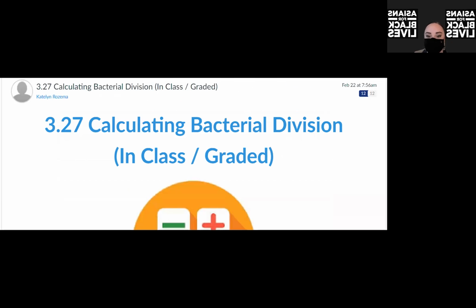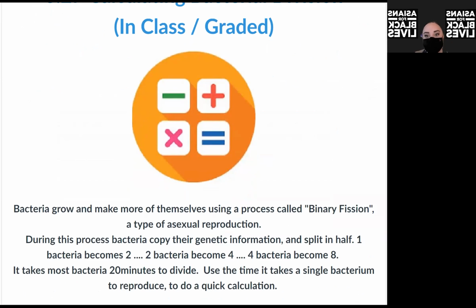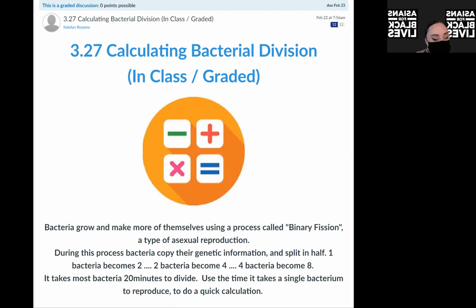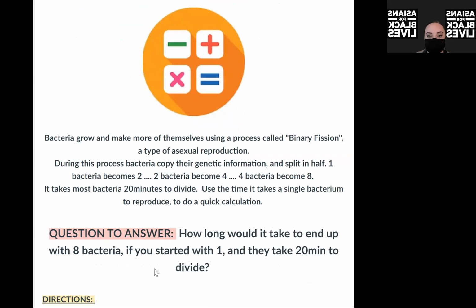So in our next task here, it says we're going to calculate how quickly bacteria divide. And this is going to kind of build us up to class Thursday, to see how quickly they can reproduce and how quickly we can go from one to many more. So it says here, during this process of binary fission, bacteria copy their genetic information and split in half. One bacteria becomes two, becomes four, and four become 8. It takes most bacteria 20 minutes to divide. It's very quick. Use the time it takes a single bacterium to reproduce to do a quick calculation.